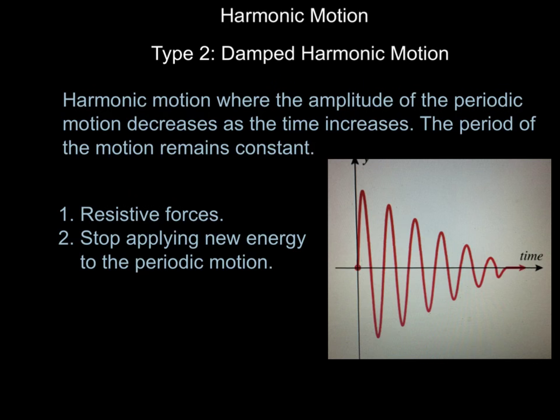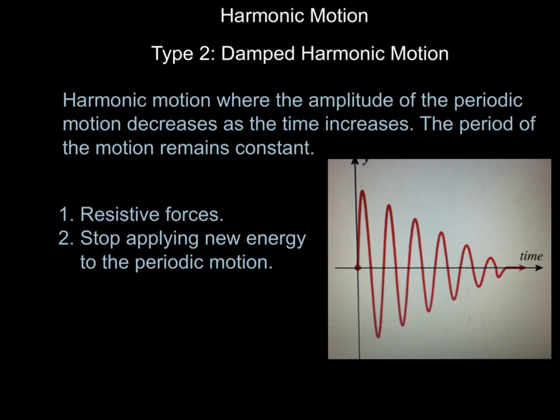The second type of harmonic motion is what we call damped harmonic motion. And the idea behind damped harmonic motion is that the amplitude is going to decrease as the time increases. In other words, think of it this way. You're on a swing, okay? When you're on a swing, if you get it to where you're as high as you want, and then all of a sudden you stop doing anything to put energy in, a lot of times people will call it pumping it, you stop pumping your legs, and you just let the swing go.